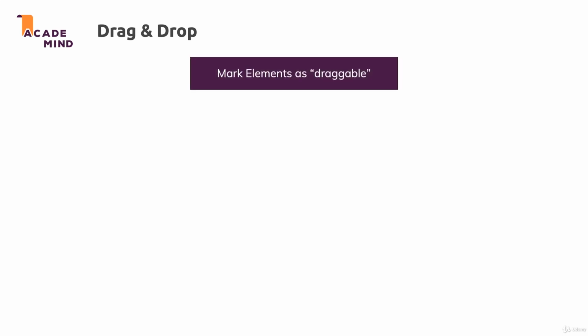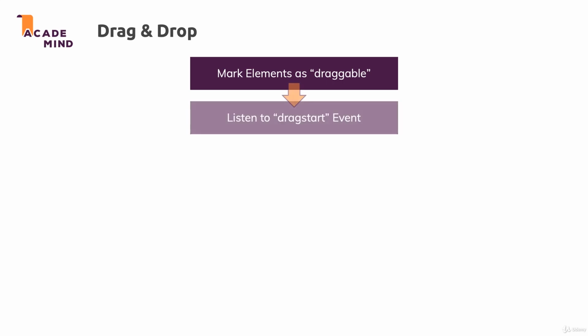So to make elements draggable, you have to mark them as such. And you do that by adding the draggable attribute or setting the draggable property on DOM elements to true. So both needs to be set to true, either the attribute or directly through the property. Once you did that, this element is draggable. The next step then is to listen to a drag start event on the element which is draggable. This will be triggered whenever a user starts dragging the element.